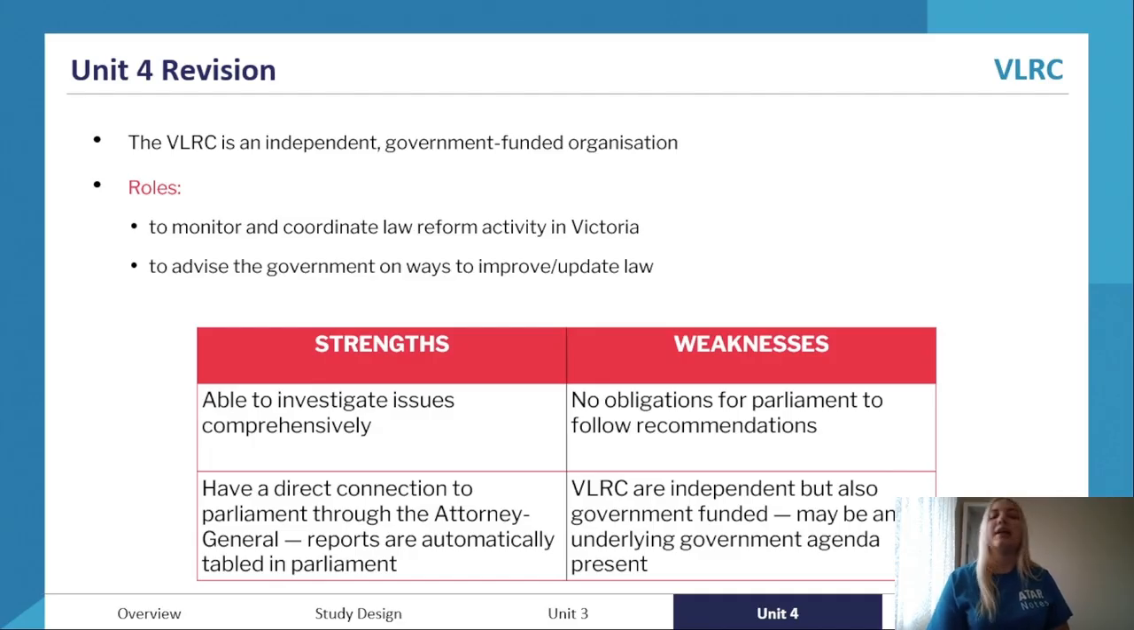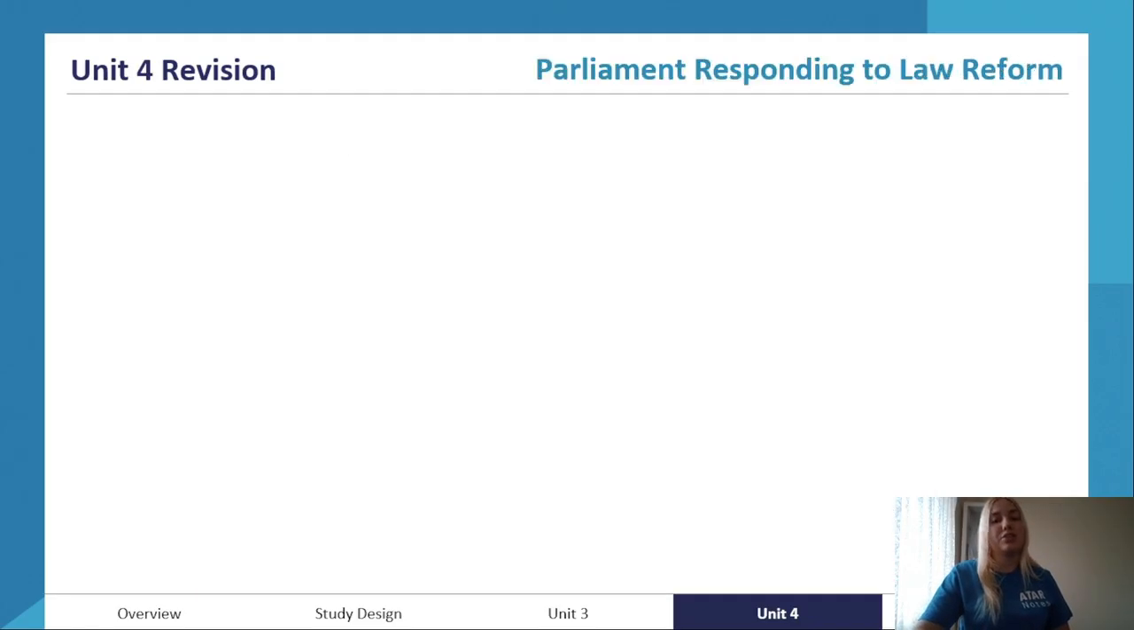So their strengths are they're able to investigate issues comprehensively, and because of their direct connection through the Attorney General, reports are automatically tabled in Parliament, and they also have a good bit of influence and are likely to be taken seriously. However, Parliament has no obligation to commit to or follow any of the recommendations, and VLRC are also government funded, which may signify an underlying government agenda, potential corruption.